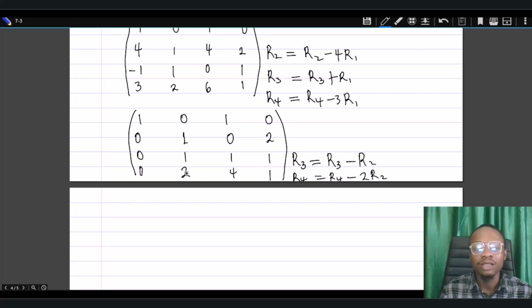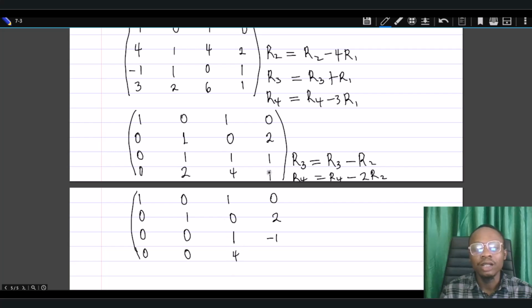That ensures that this gets to 0 and this gets to 0. And by that, we have this to be 1, 0, 1, 0. And this to be 0, 1, 0, 2, as nothing is happening over there. Then for this, we have R3 minus R2, 0 minus 0, that is 0. 1 minus 1, that is 0. 1 minus 0, that is 1. Then we have 1 minus 2, that is minus 1. And on the last row, we have 0 minus 0, that is 0. 2 minus 2, that is 0. 4 minus 0, that is 4.